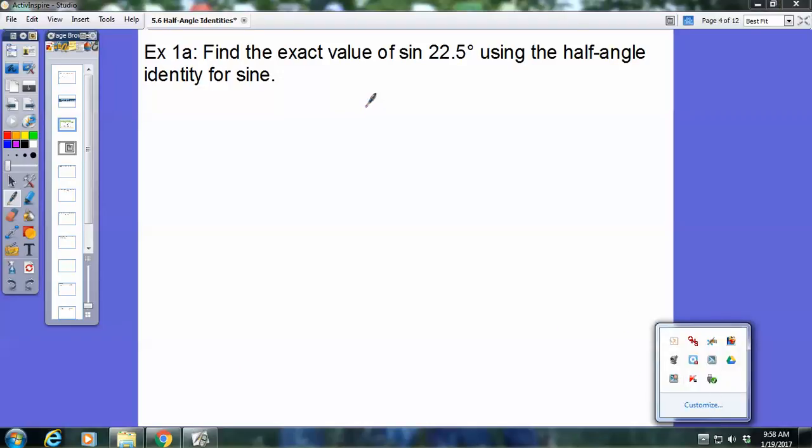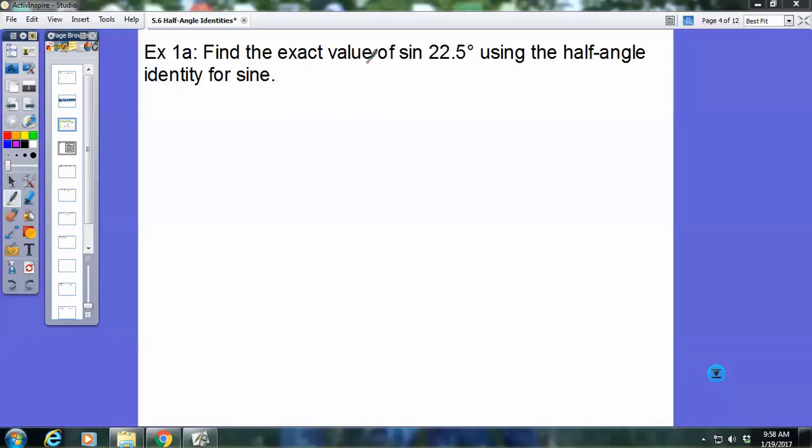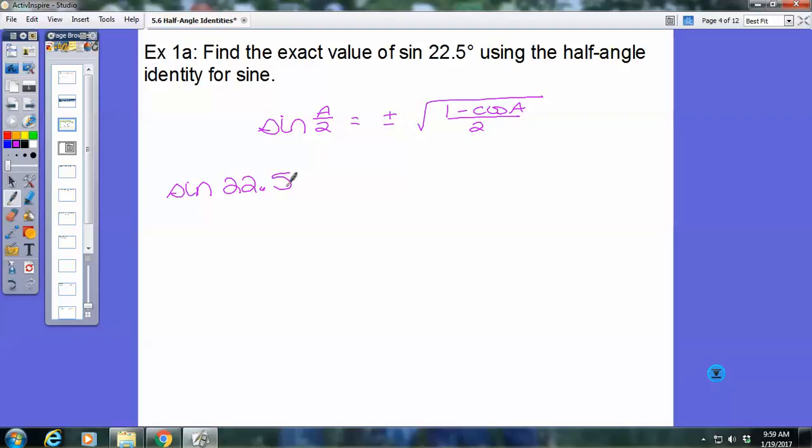So I've told you which formula we're using. Let's start just by writing down our formula. So the half angle identity for sine: sine of A over 2 equals plus or minus the square root of 1 minus cosine A all over 2. We are using this to find the sine of 22.5.